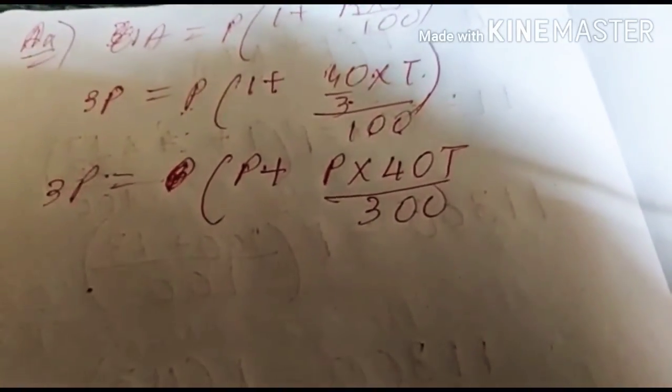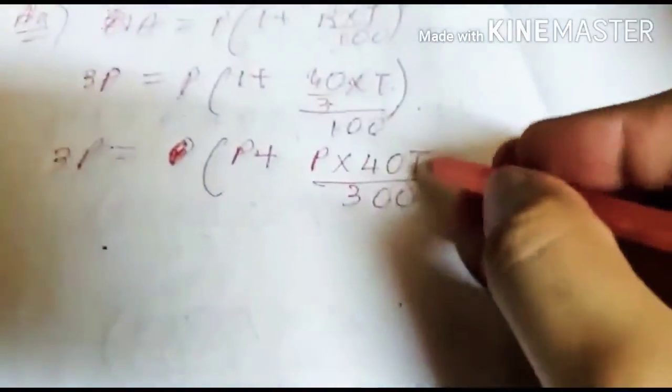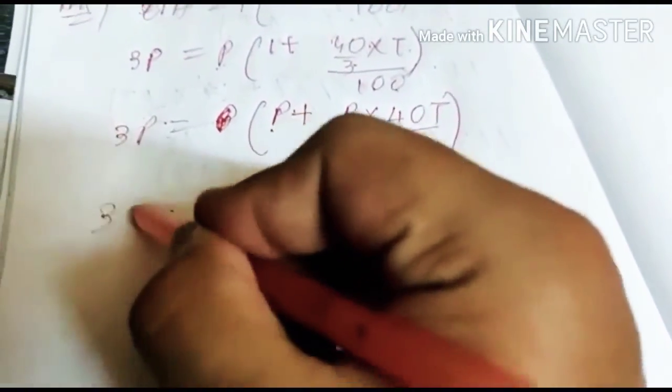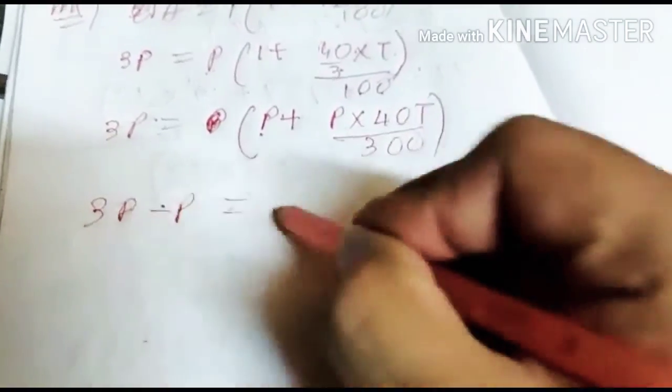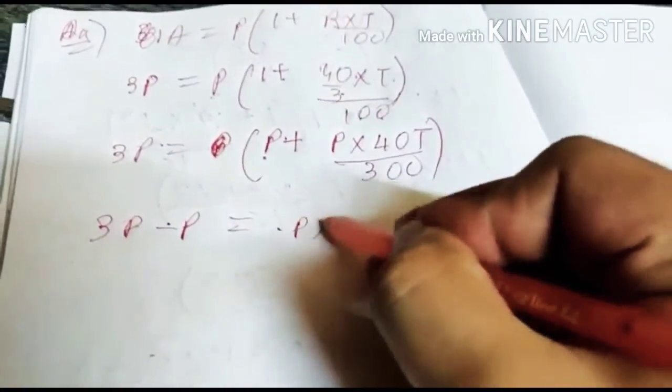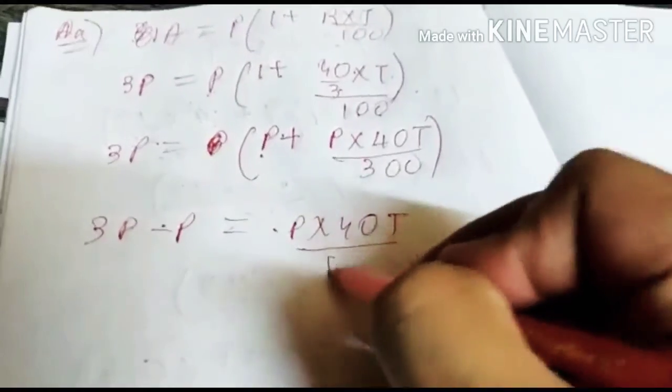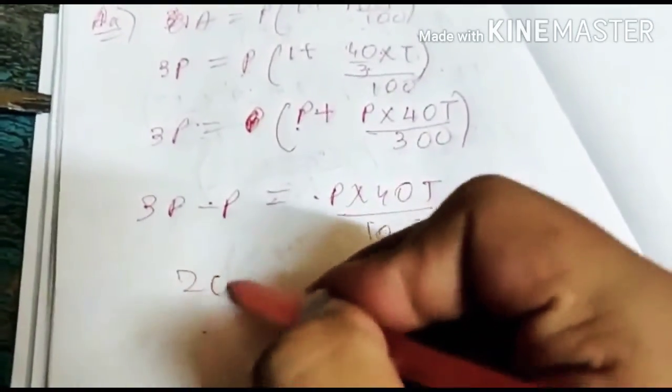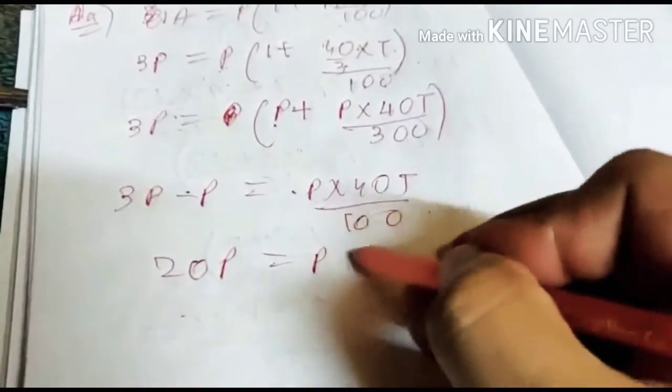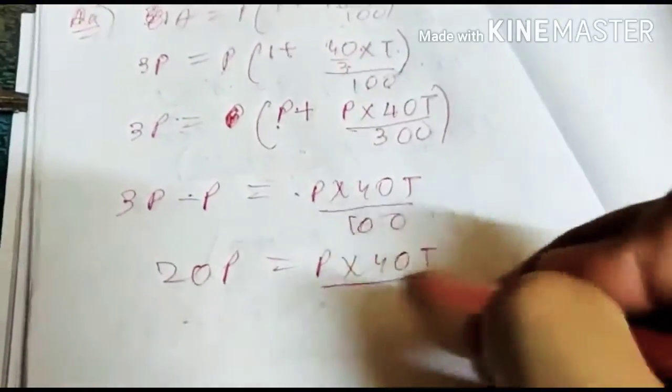So if we see here, this p is in addition, so it will go to the other side in subtraction. 3p minus p equals p into 40t upon 100. It will come out as 2p equals p into 40t upon 100.